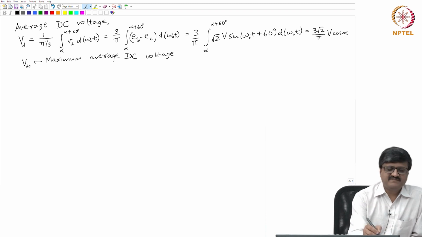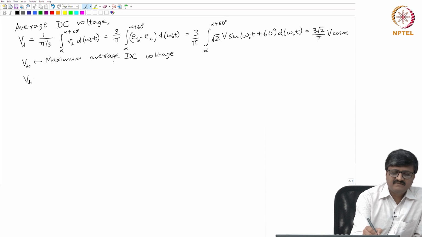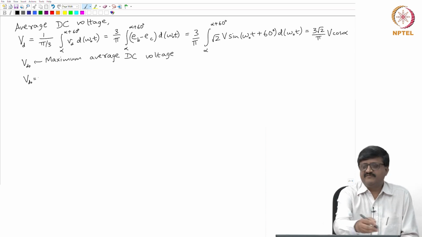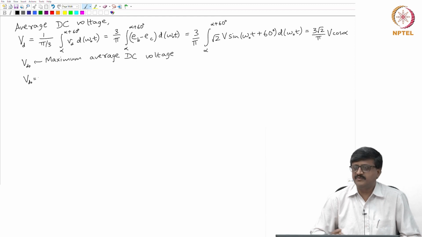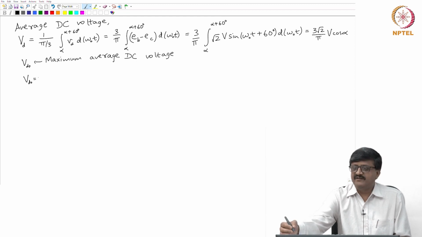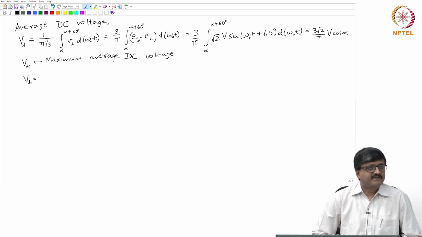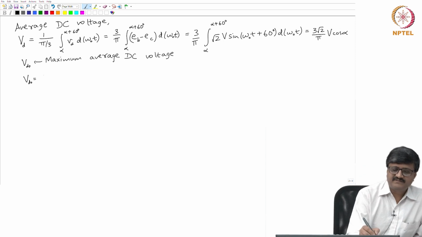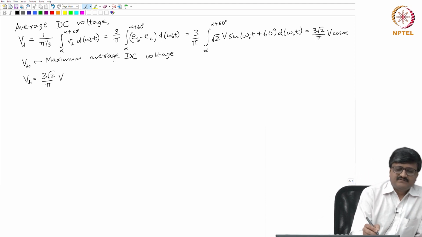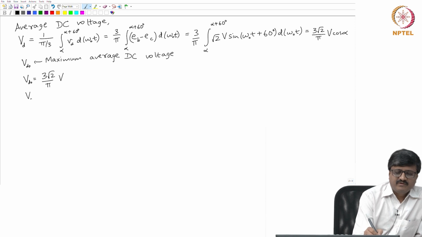So, what is the maximum average DC voltage in this case? Look at the expression for Vd. Vd is the average DC voltage. What is the maximum possible value? Maximum is obtained by choosing an appropriate value of alpha. If alpha is 0, we get the maximum value. So, 3 root 2 by pi into V is the maximum average DC voltage. That is VDO. Therefore, I can relate VD and VDO: VD is VDO cos alpha.